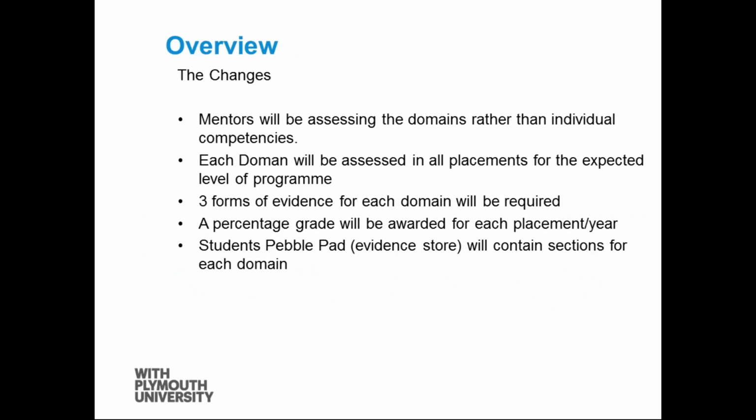Each domain is going to be assessed in all placements for the expected level of the programme, i.e. a Year 1 student, or a Year 2 or a Year 3. Each student in each year will have different set guidance and expectations. We are changing to 3 forms of evidence required for each domain, and I'll talk about those in more detail. And we are requiring a percentage grade to be awarded for each domain and placement and year.